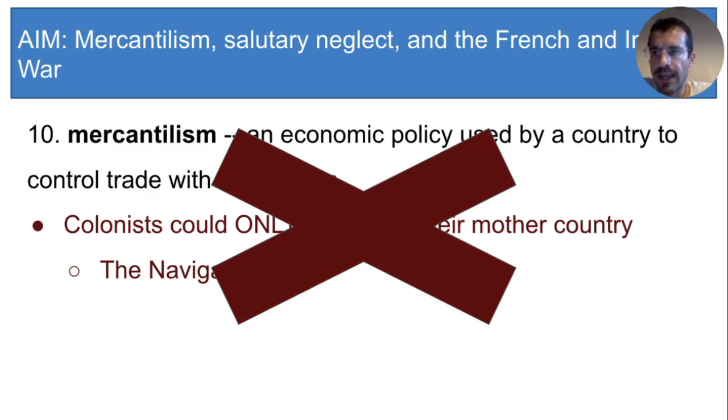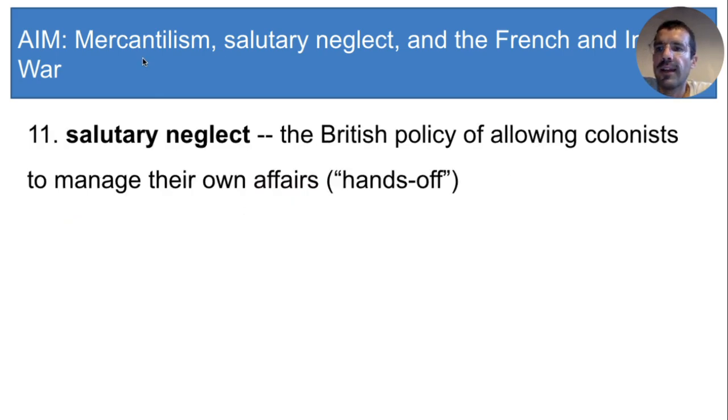England had a hands-off policy and left the colonists alone. And we call that hands-off policy salutary neglect. Salutary means healthy. And for the colonists, being neglected by England was a good thing. They liked it because salutary neglect let them make their own decisions, including the ability to trade with anyone they wanted to. We'll return to the idea of salutary neglect in the next lesson.